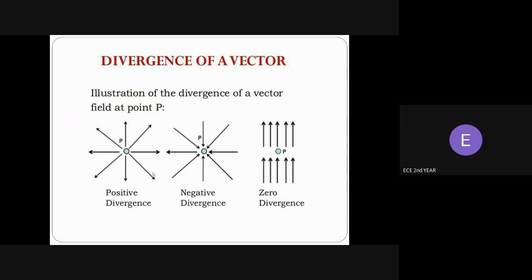Next, divergence of a vector. As I have already said, if water flows in a pipe and you put a hole in it, the water will come out in all directions, that is called divergence. Here we will see three different types of divergence. Positive divergence is when the direction of the field is outwards from a point charge P. Negative divergence is when the field goes inwards towards that particular charge. Zero divergence is when the lines pass through, with the charge not acting as a source or sink. These are the different types of divergence at a particular point.